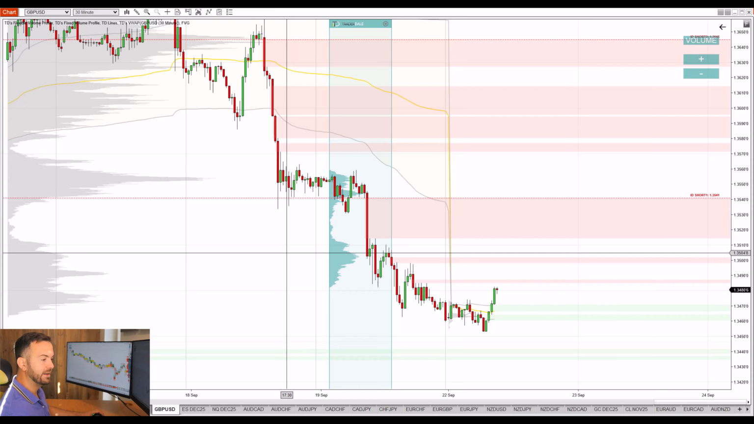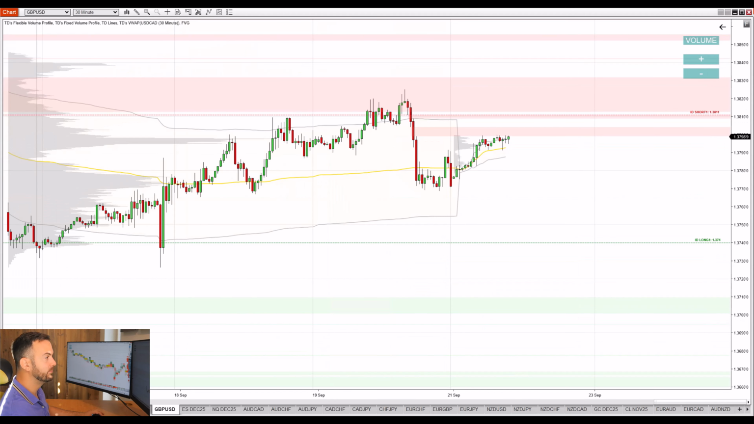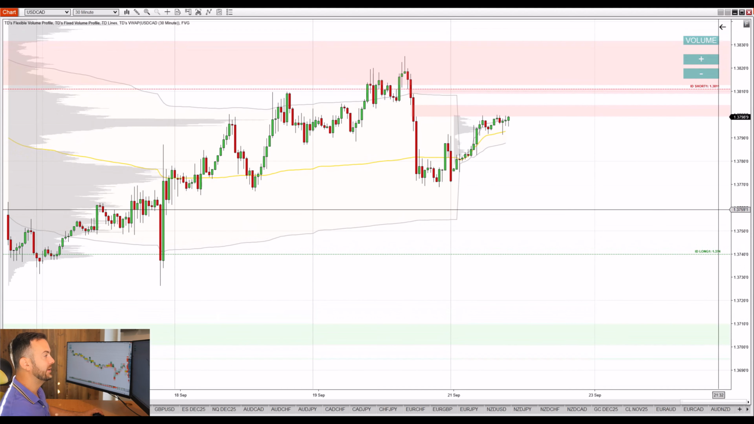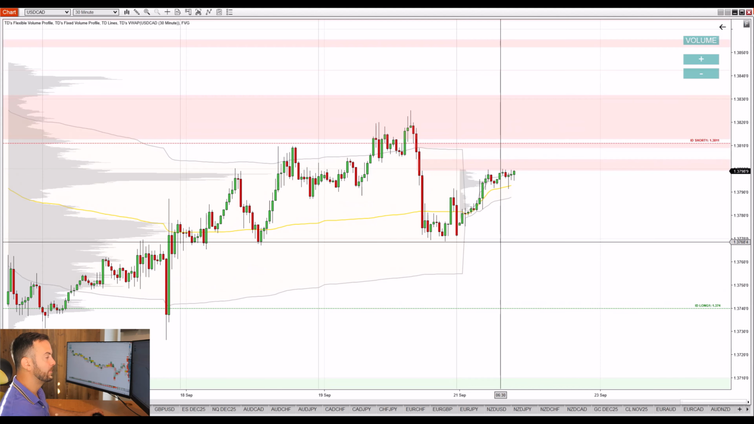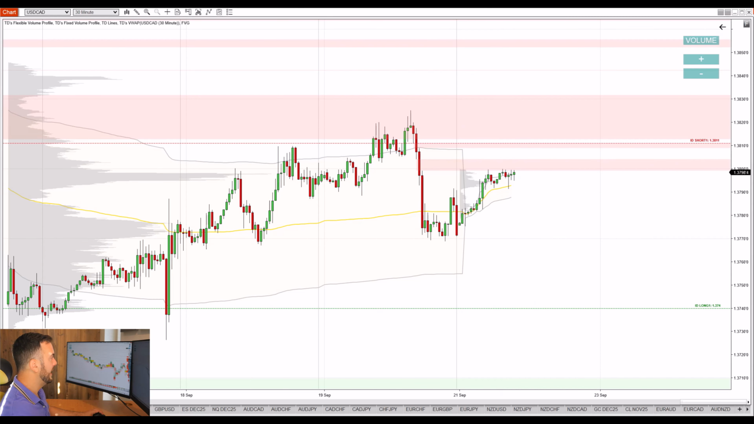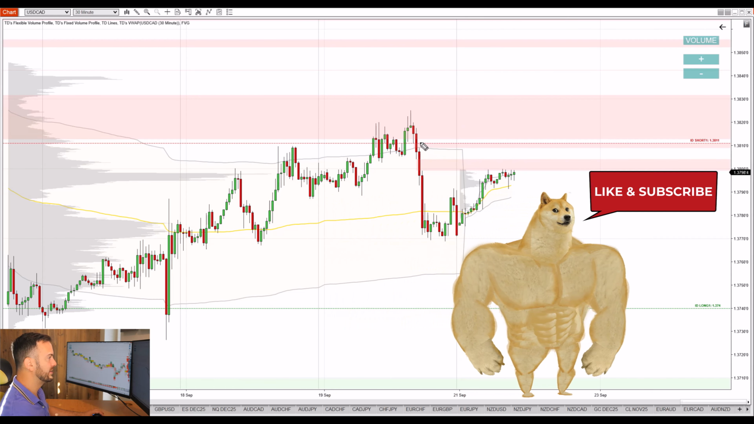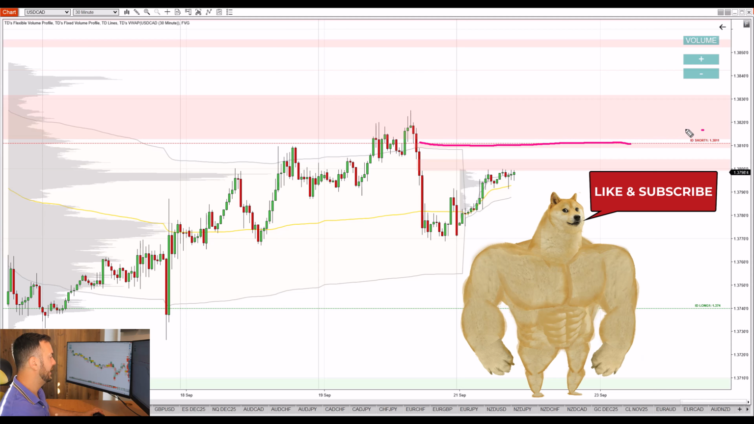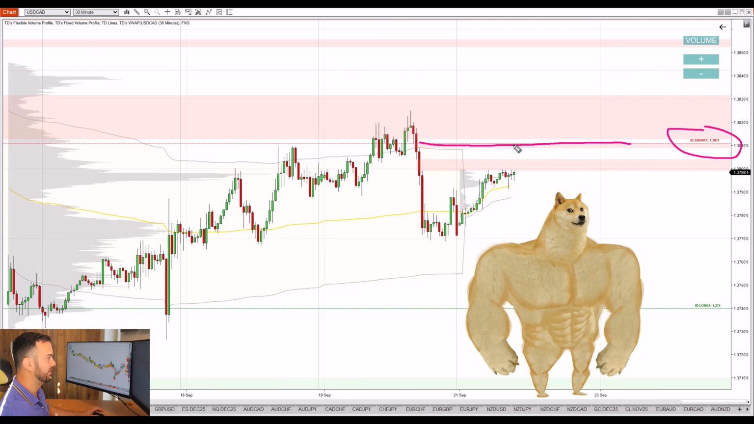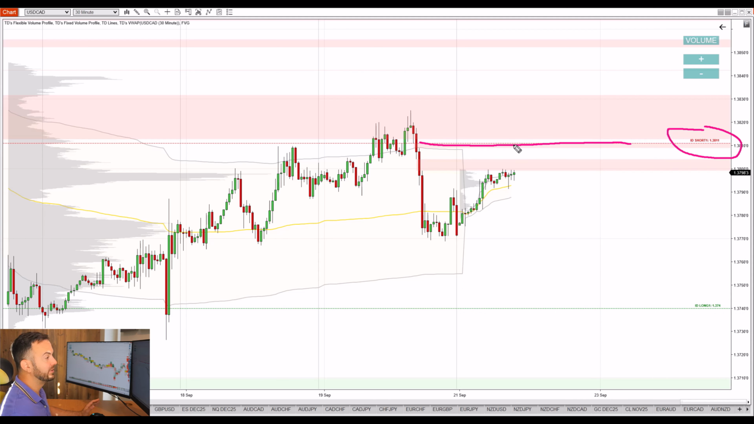The next trading idea is on the US dollar, Canadian dollar. So here is a 30-minute chart of the US dollar, Canadian dollar. And the level that I want to talk about is this short right here at 1.3811. It is rather similar to what I showed you on the British pound.